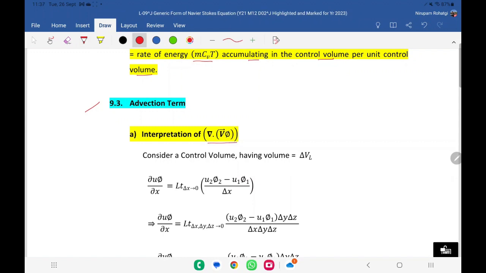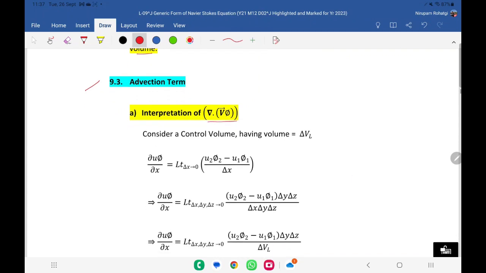What does it mean? Now again we will consider a control volume delta VL, and you can write this simple derivative as del u phi by del x is equal to this much. This is the definition of the derivative. What does it mean? We don't know. Now we are trying to give a meaning to it.